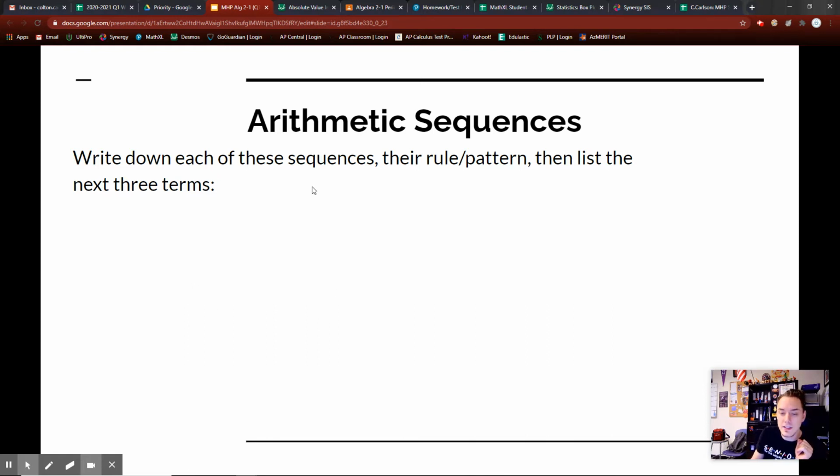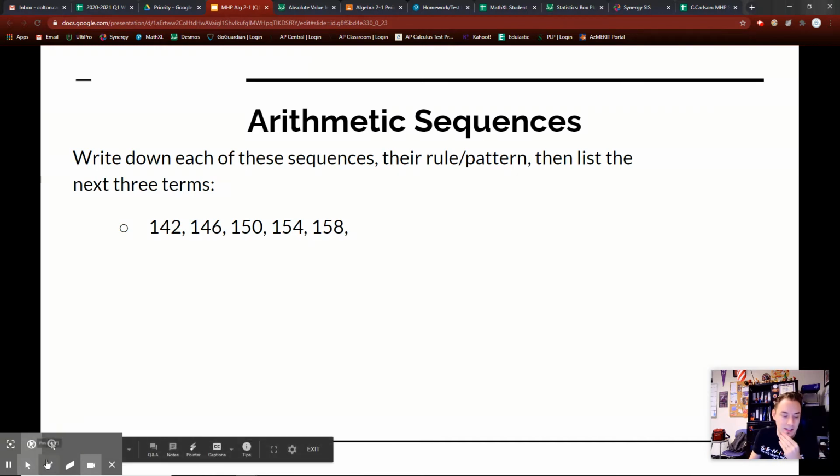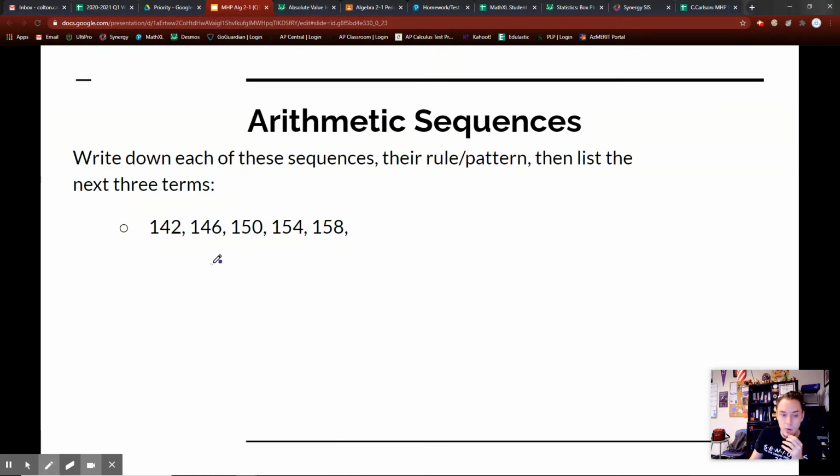Write down each of these sequences, their rule, pattern, and then list the next 3 terms. Okay, so this is a sequence. Let's see if we can list the next 3 terms here. 142, 146, 150, 154, and 158. What's going on here? What's the pattern? You should be thinking that the pattern is very constant. And by constant, I mean it is plus 4 every single time. So plus 4, plus 4, plus 4. So what is the next one? Of course, 162. What's the next one? 166. Okay, and what's the next one? It's going to be 170. That's the next 3 terms.